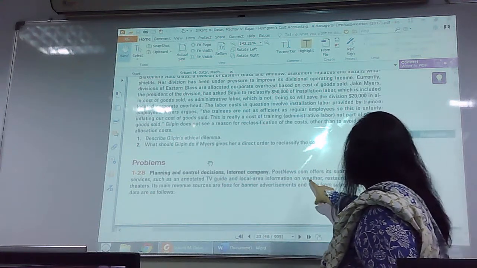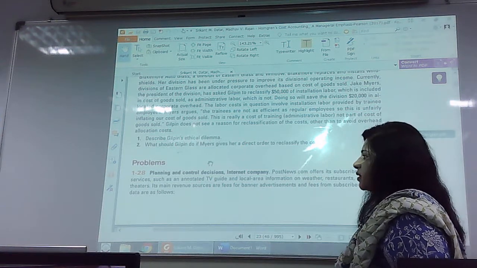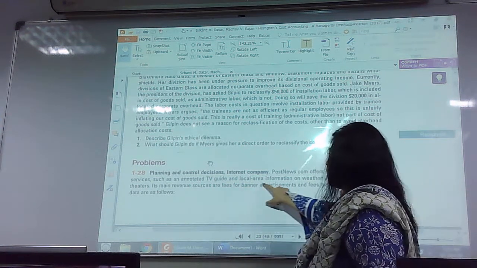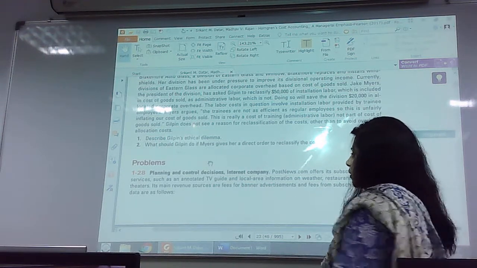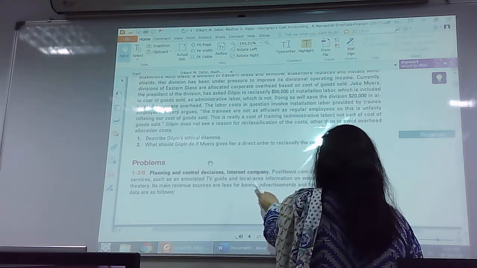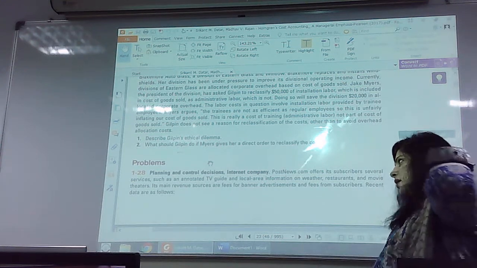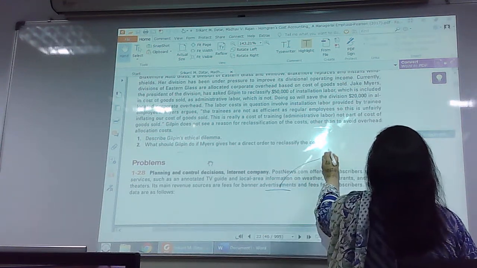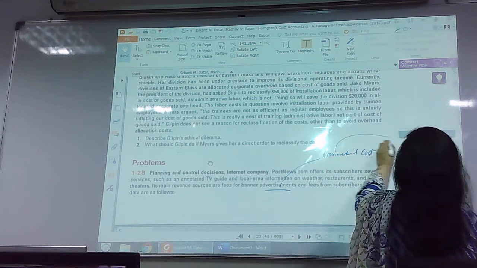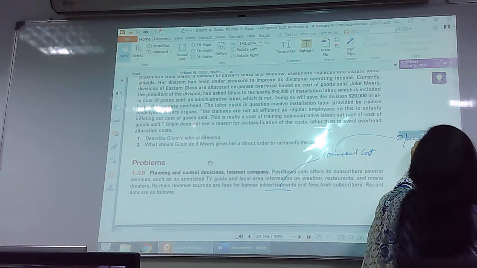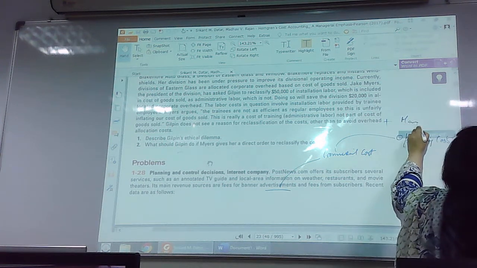1-28 problem. Just look at this. It says that postnews.com offers its subscribers several services such as annotated TV guide and local area information on weather, restaurants, and movie theaters. Its main revenue sources are fees for banner advertisements and fees from subscribers. Just one thing: advertisement is basically commercial cost, and these form the operating cost. For now, just remember this. Operating costs plus manufacturing costs.